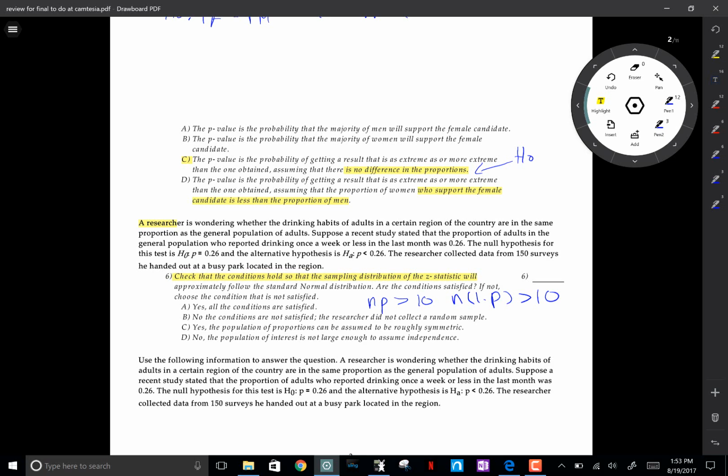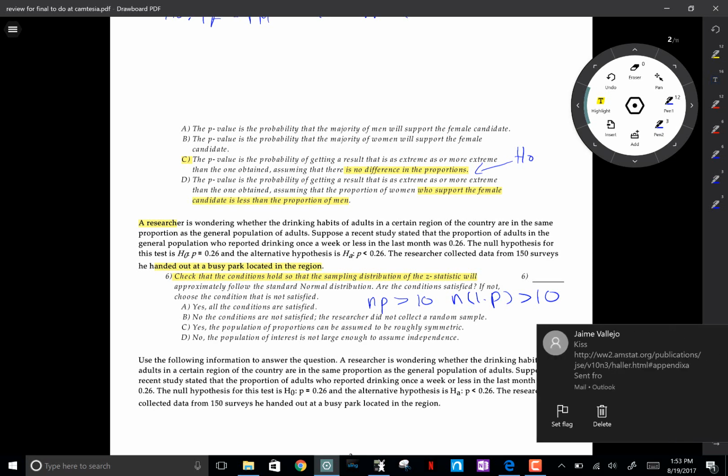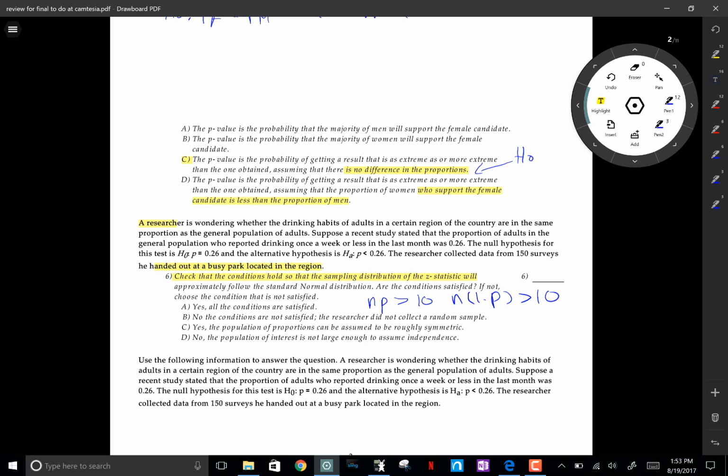So this is very key, because this is showing that he didn't randomly select these people. He just went to whoever is near him. Well, he just went to a park and he started handing out the survey. So this is not random. Since this is not a random collection, the data set that we get from this is not valid.